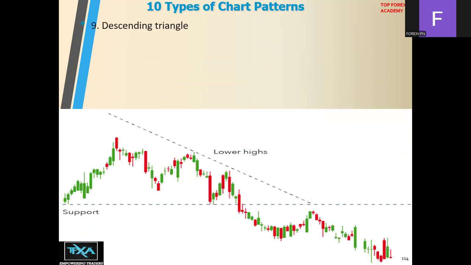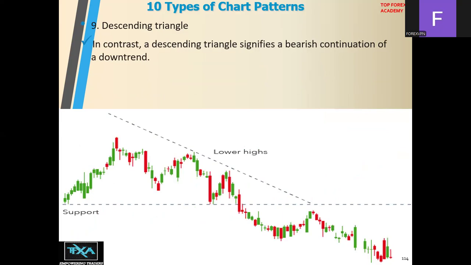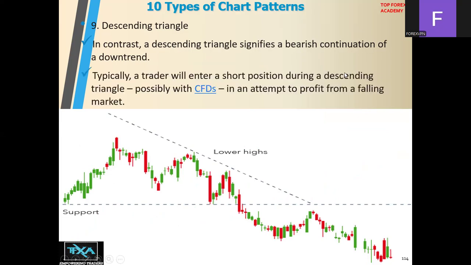So here is a descending triangle, in contrast to the ascending triangle. The descending triangle signifies a bearish continuation of a downward trend. Typically, a trader will enter a short position during a descending triangle, possibly with forex trades, possibly with CFDs or their forex brokers, in an attempt to profit from a falling market.